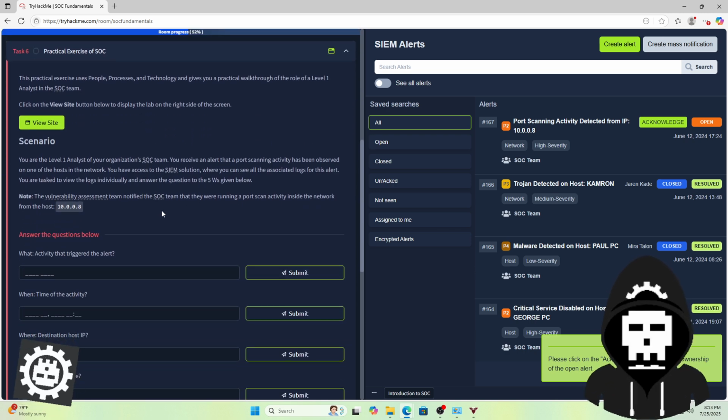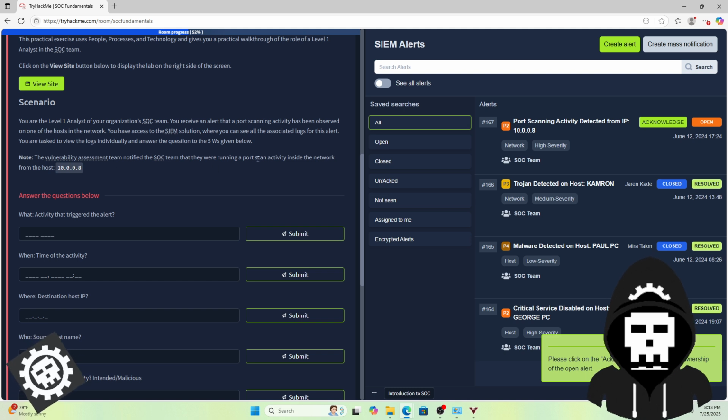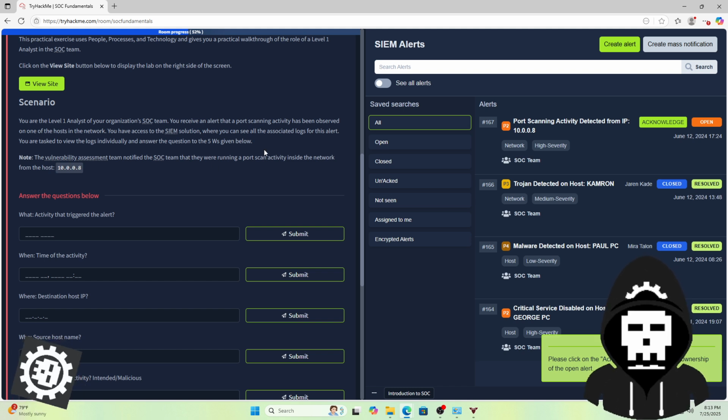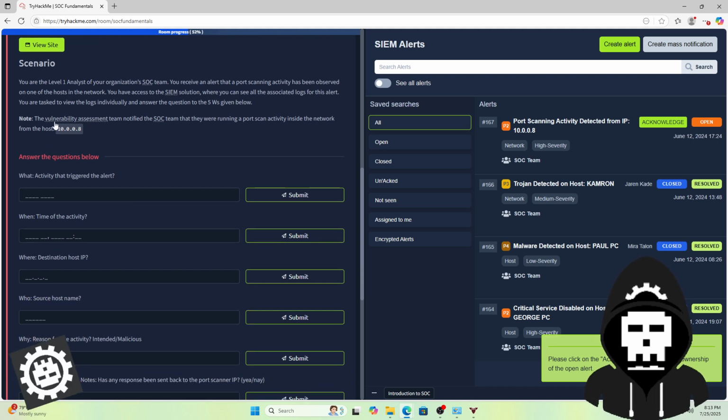So, right now we have access to a SIM solution where we can see the associated logs for this alert. You are tasked to view the logs individually and answer the questions to the 5 W's given below. Note, the vulnerability assessment team notified the SOC that they were running a port scan activity inside the network from this host. So I imagine that will be important to know. So, what activity triggered this alert?